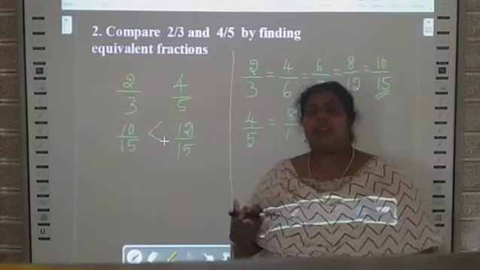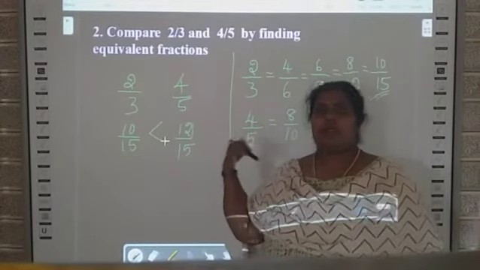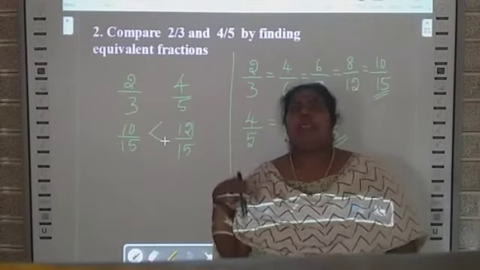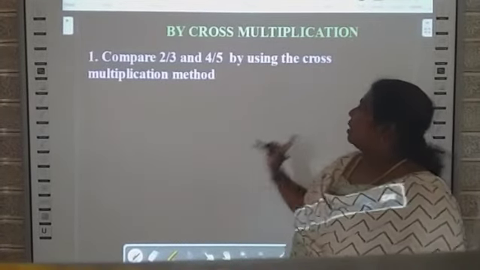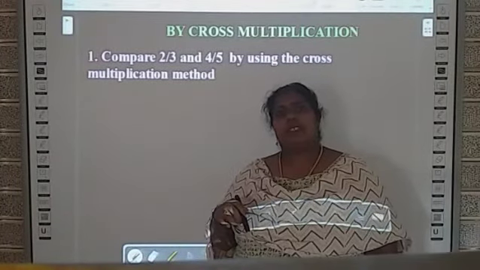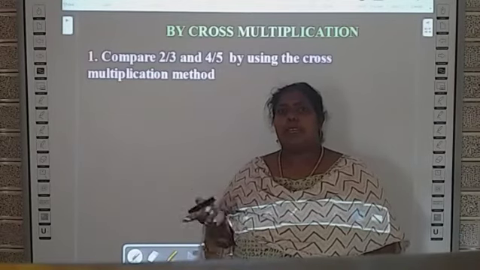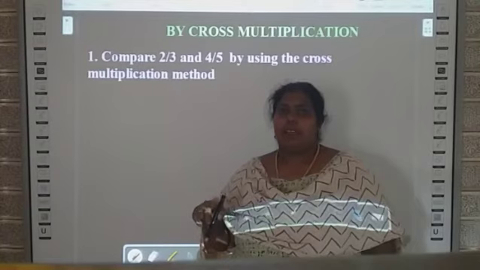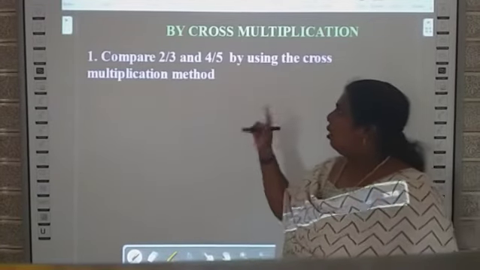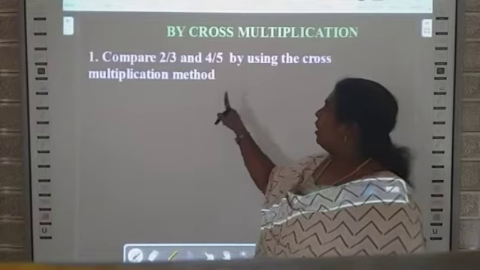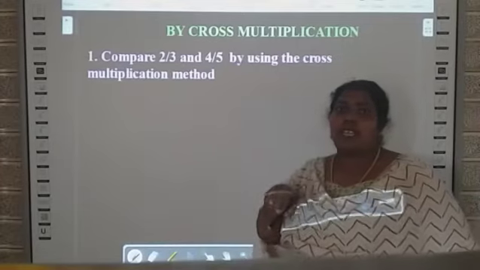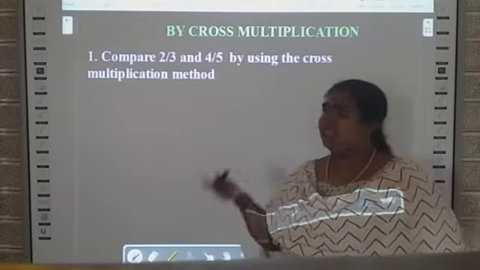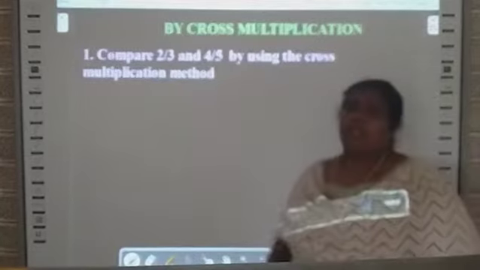Now do you understand how to compare these two fractions by finding equivalent fractions, isn't it? Yes. Next method. This is the next method, cross multiplication. Learn the cross multiplication method. Do you remember finding an equivalent fraction by cross multiplication? Yes, the same method; here also we are going to follow it. This is the first example: compare 2 by 3 and 4 by 5 by using the cross multiplication method. The first one was finding equivalent fractions, and the second method is using cross multiplication.